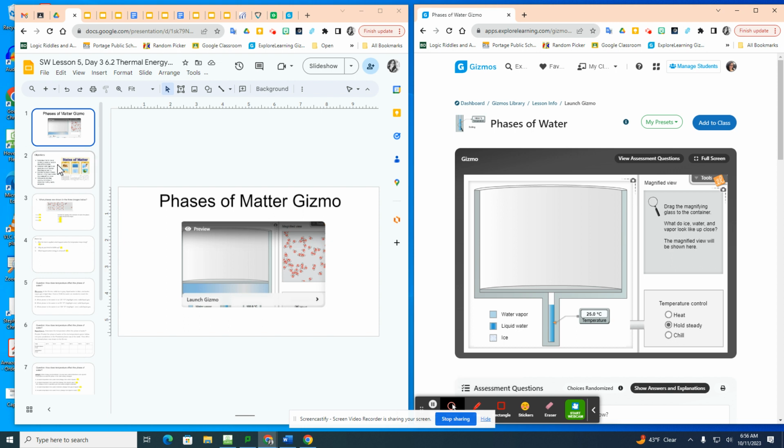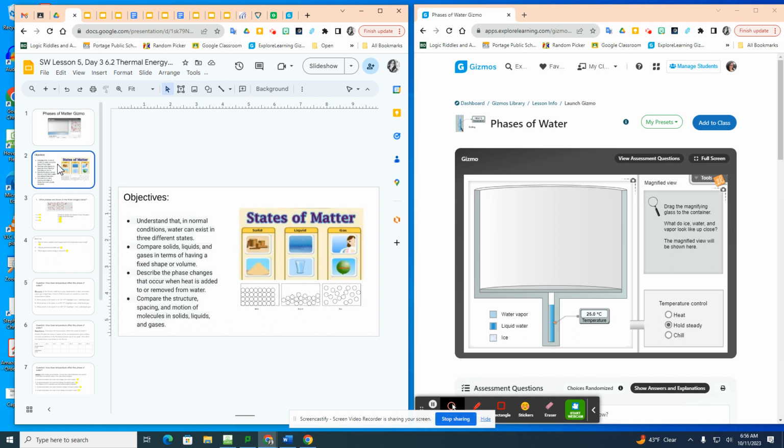All right, so here we go. Our objectives are to understand that in normal conditions, water can exist in 3 different states. We're going to compare solids, liquids, and gases in terms of having a fixed shape or volume. And we're going to describe the phase changes that occur when heat is added to or removed from the water. We'll compare the structure, spacing, and motion of molecules in solids, liquids, and gases.